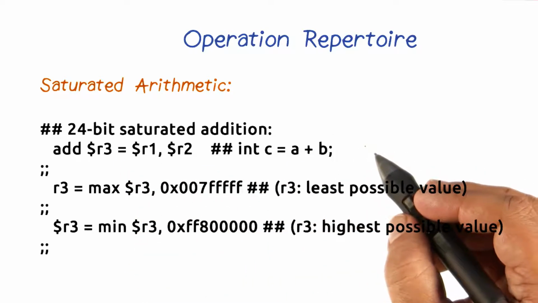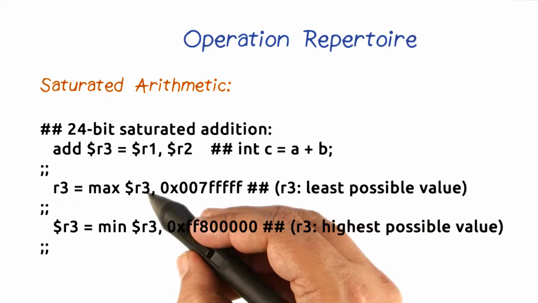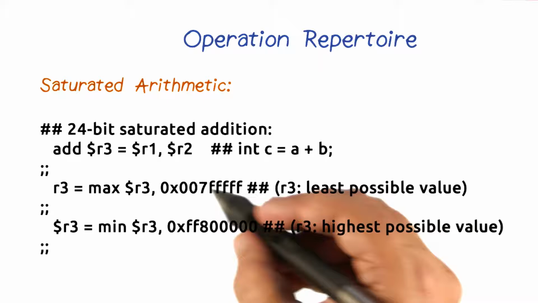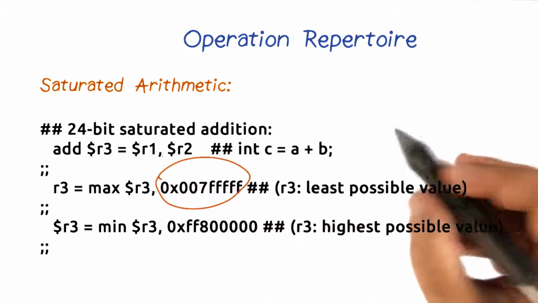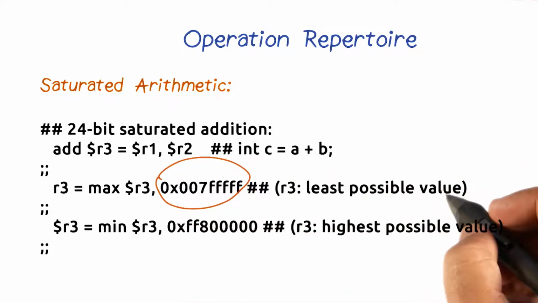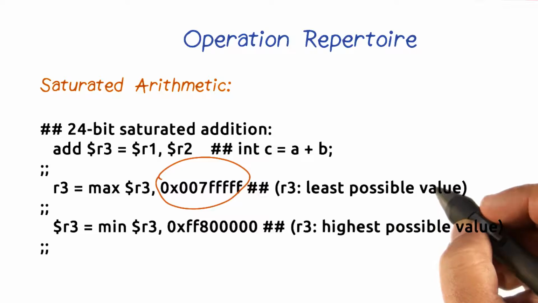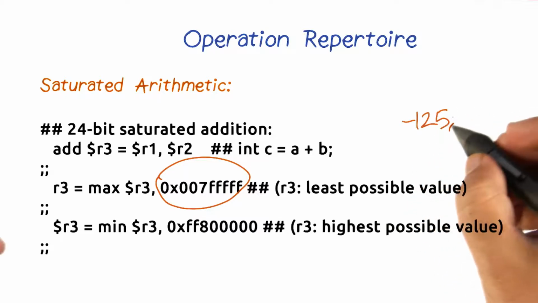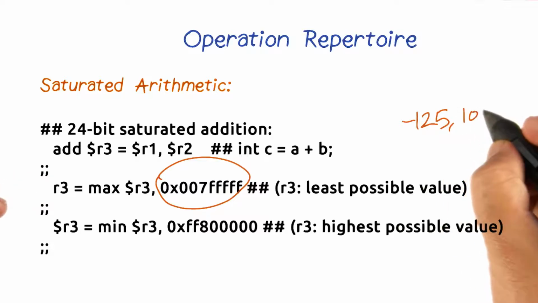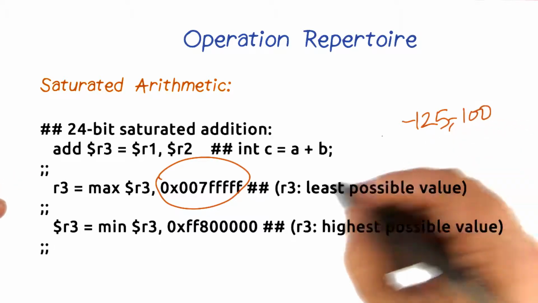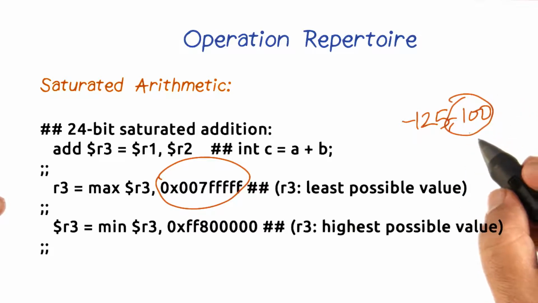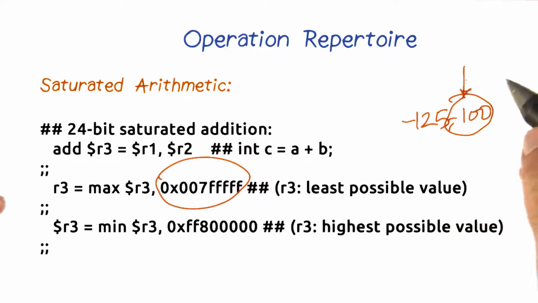And what the hardware does here is, first it takes the maximum of the value that is in R3 and this particular value over here, and that tells us what is the least possible value we can have in R3. For example, we could have R3 is equal to -125, but if the other value is giving us -100, then the maximum of these two values is -100, and R3 will be limited to -100.